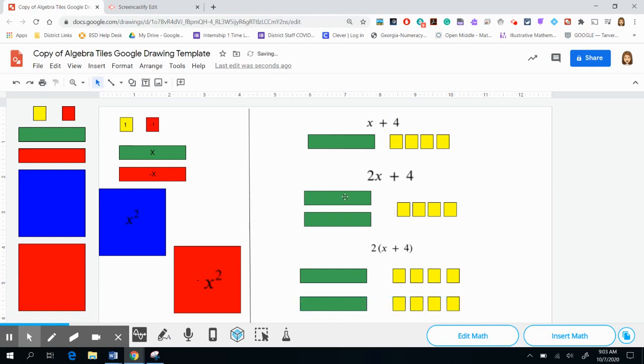So let's compare the two models here. What do you notice? Well, I notice that 2x plus 4 shows two groups of x and only one group of 4. But two groups of x plus 4 shows two groups of x and two groups of 4.